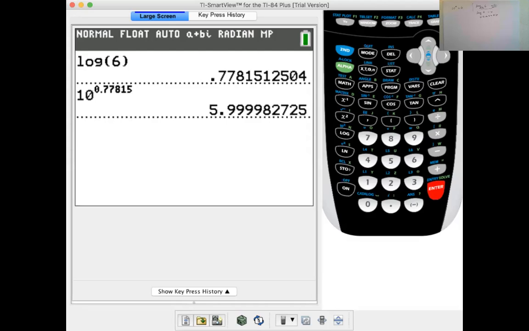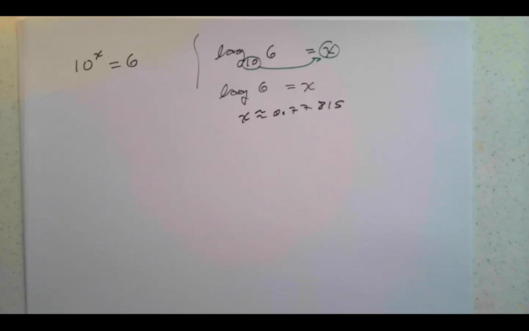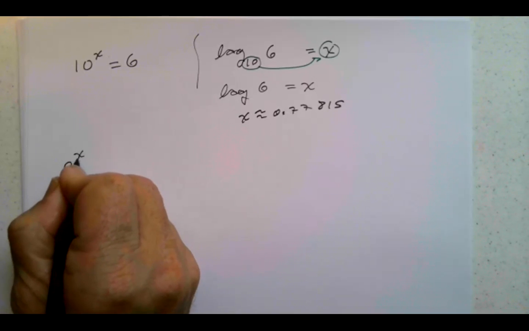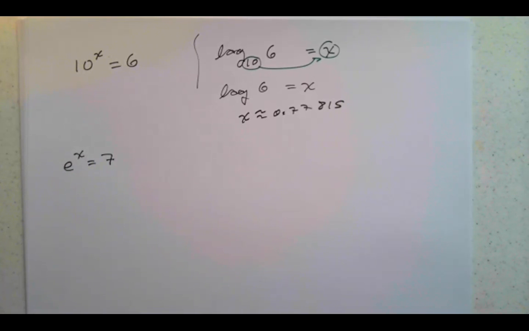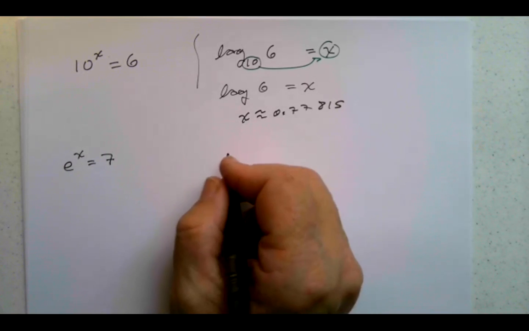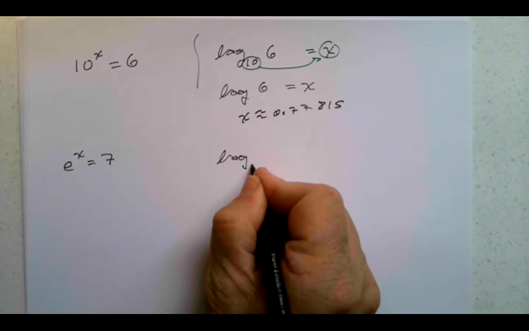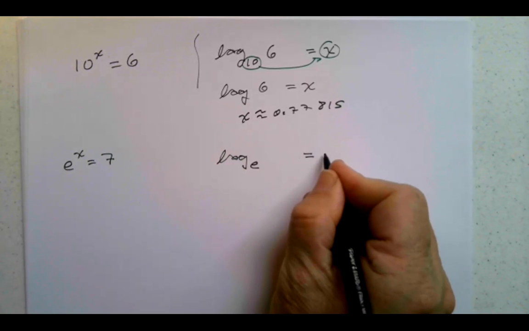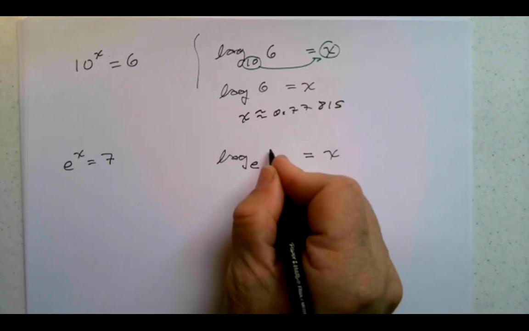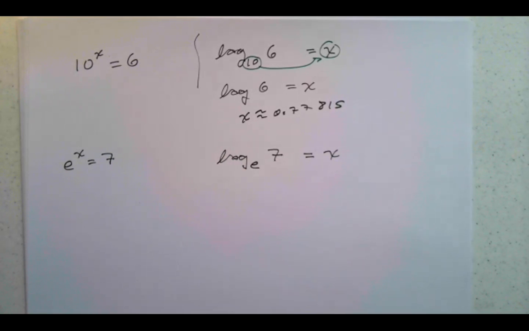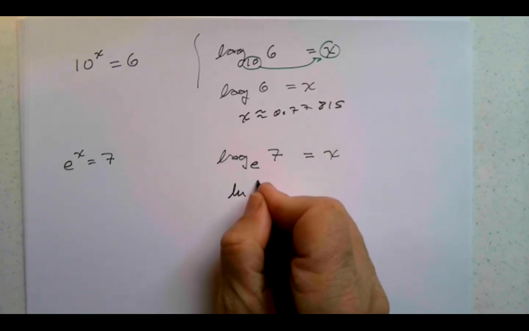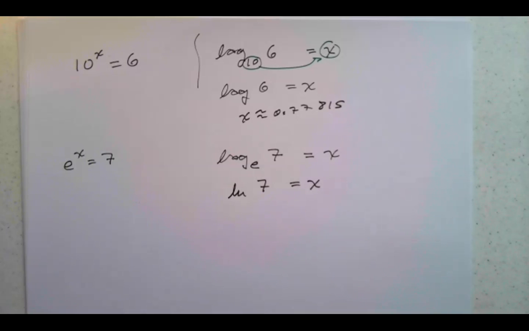So the next thing I want to look at is e to the x equals 7. I want to rewrite that using logs and then get a decimal approximation. So log base what? The base here is the base of the logarithm. That's log base e. The exponent's on the right side. So e to the x equals 7 becomes log base e of 7 equals x. But what is log base e? Log base e is known as the natural log. So natural log of 7 equals x.